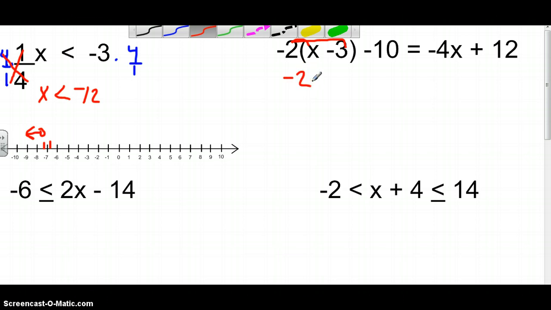So it's -2x. Now some of you guys like to do this differently. A lot of you guys like to change it, which is fine. But you need to remember this is -2 times -3. And a negative times a negative gives you a positive. So this should be plus 6. And then we bring down our -10. And then we're going to continue to write the rest of the problem.